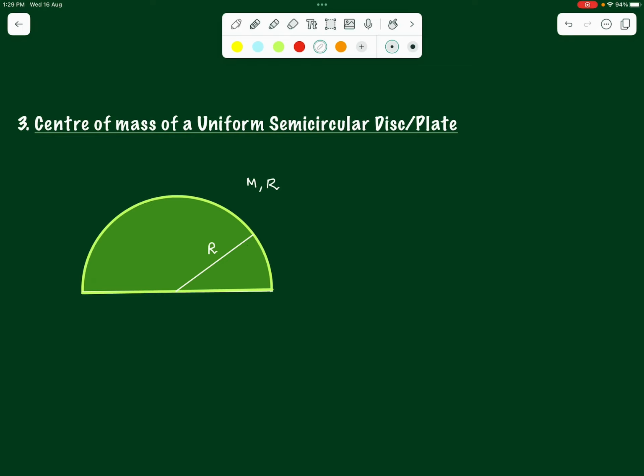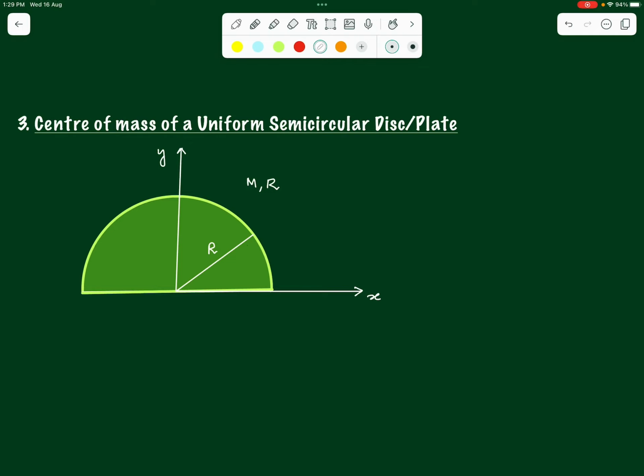So in order to do that, once again we take the horizontal axis here as the x-axis and the vertical axis passing through the center of the disc as the y-axis. Do we all anticipate once again that the center of mass of this half disc will lie on the y-axis? That means its x coordinate will be 0.